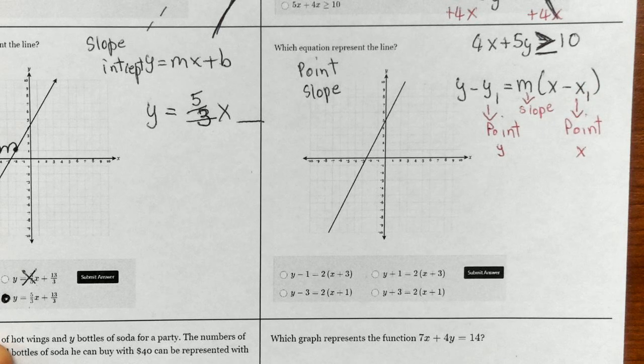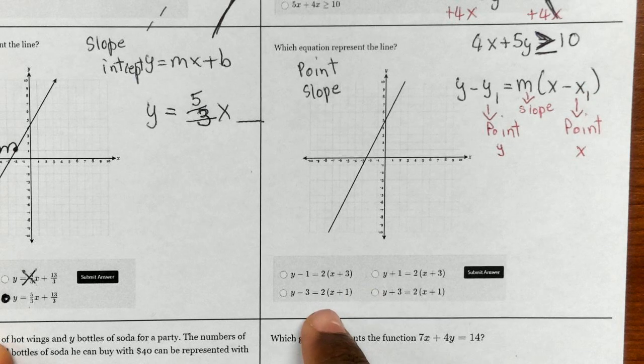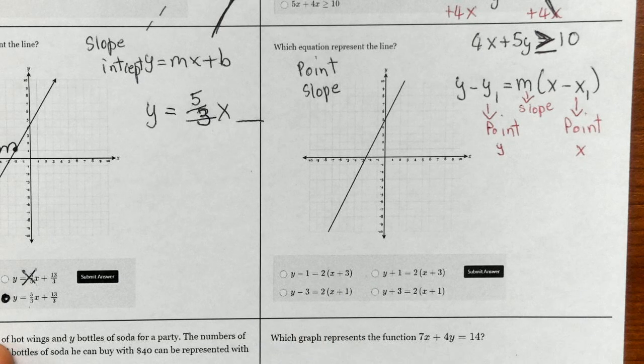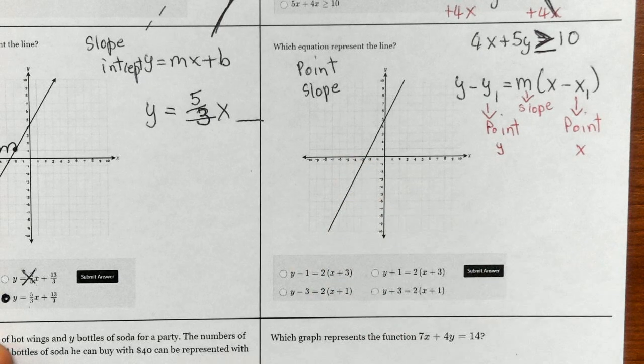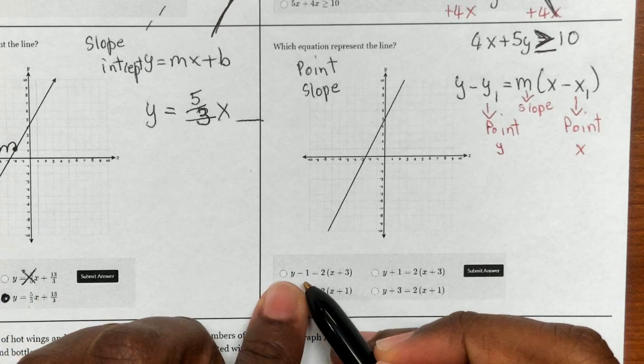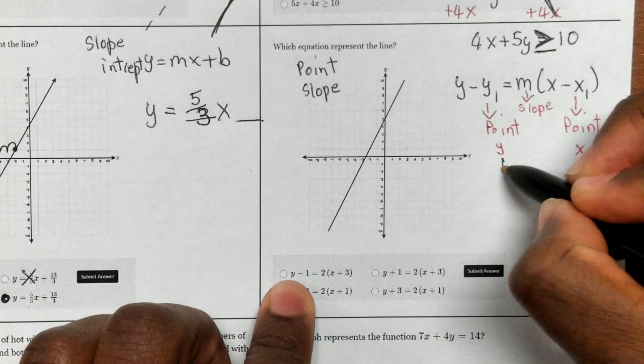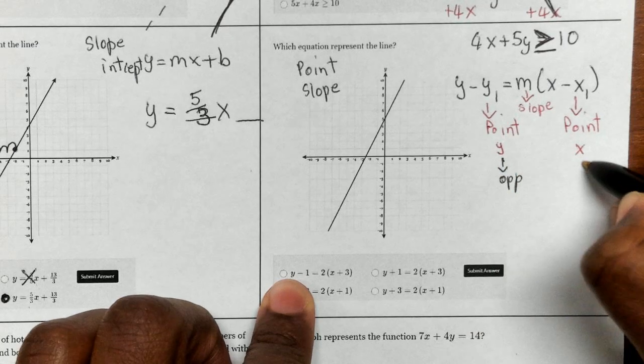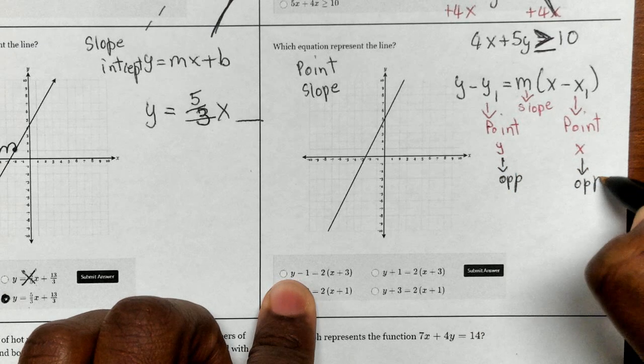Okay? So in this case, guys, we're going to look at the answers and try to evaluate what could represent this line. All right? So here, this is saying that the y point, so we have to remember to do the opposite of these numbers. All right? So that's something you have to remember to do the opposite of these numbers.